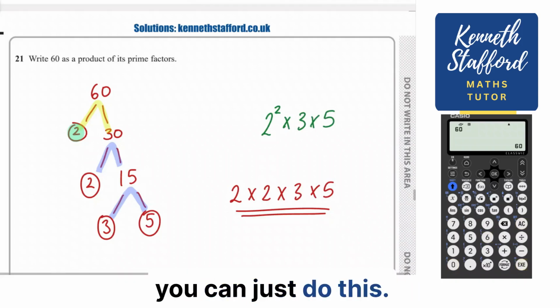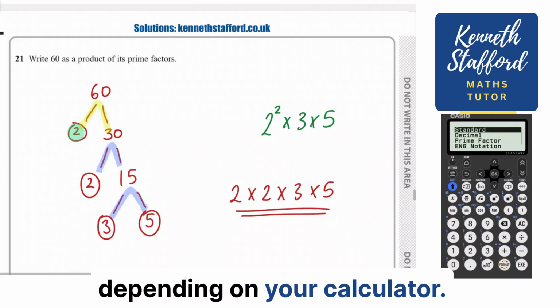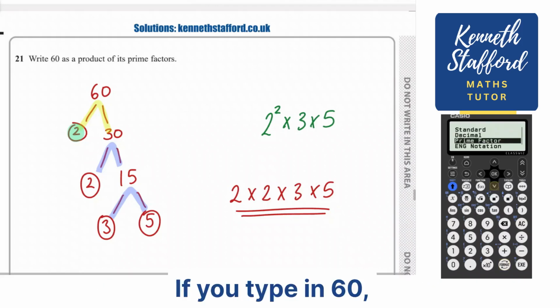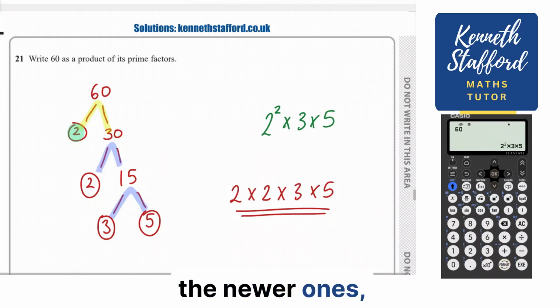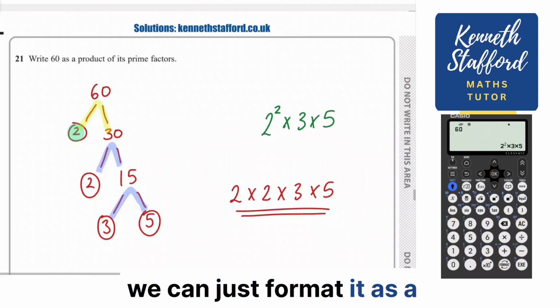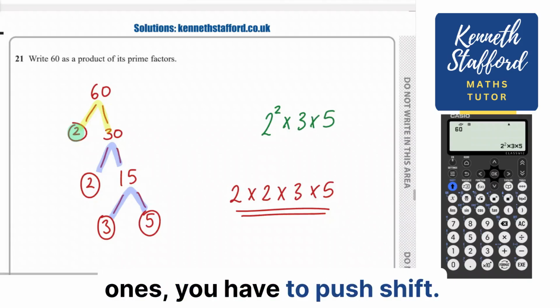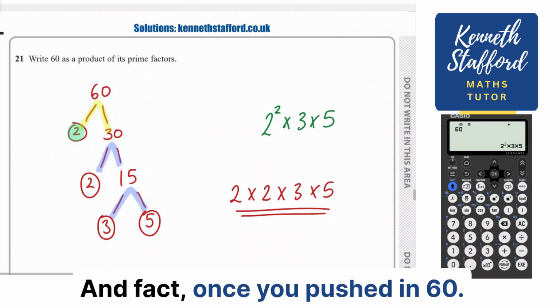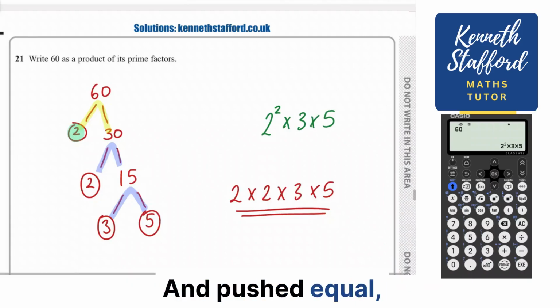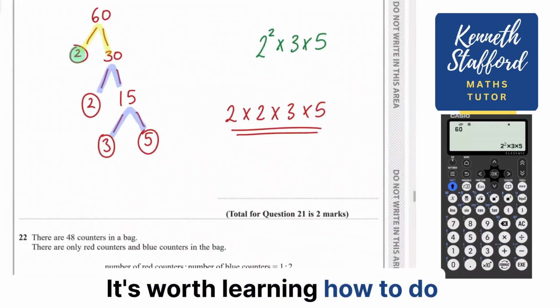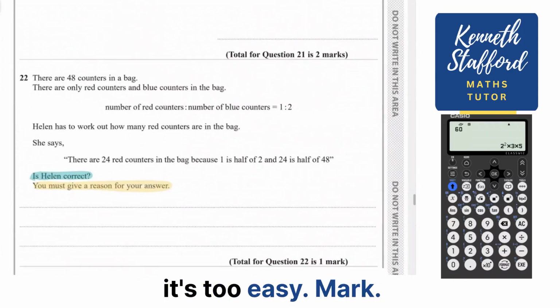And actually, you can just do this on the calculator. Depending on your calculator, if you type in 60, if you've got one of the newer ones, we can just format it as a product of prime factors. If you've got one of the older ones, you have to push shift and fact. Once you've pushed in 60 and pushed equal, there's a couple of ways of doing this. So you can do it on your calculator. It's worth learning how to do it because if this comes up, it's 2 easy marks.